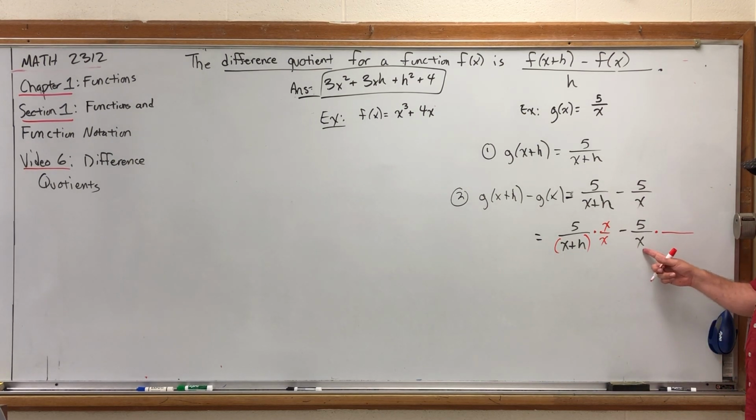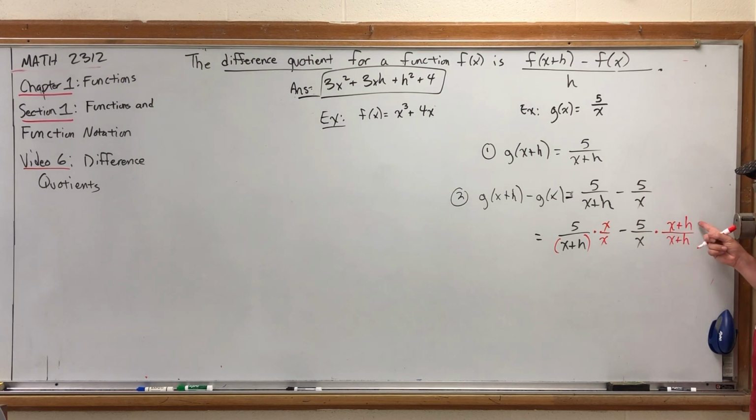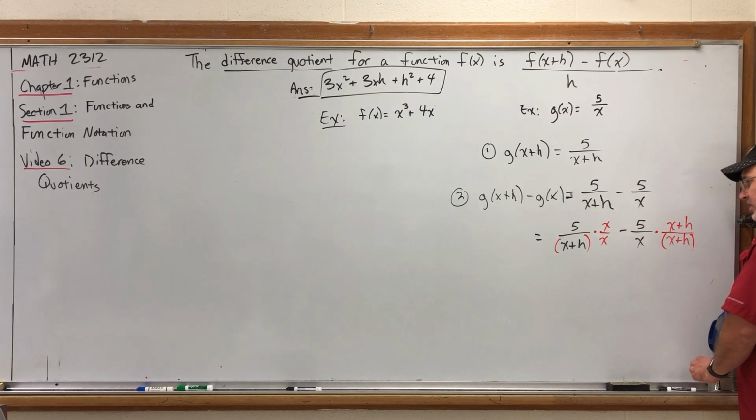For the second fraction, I'm going to multiply by the first fraction's denominator over itself, x plus h over x plus h. The reason it has to be over itself is simple. Any value over itself is equal to 1 except 0 over 0. And so by multiplying by an expression over itself, assuming it's not 0 over 0, you preserve the value of 5 over x, you just change its look. And if you notice, the second fraction's denominator is now going to have an x and an x plus h, so it'll have the same denominator as the first fraction.